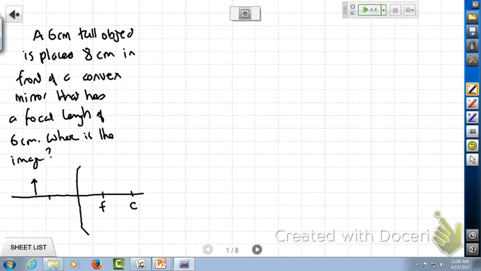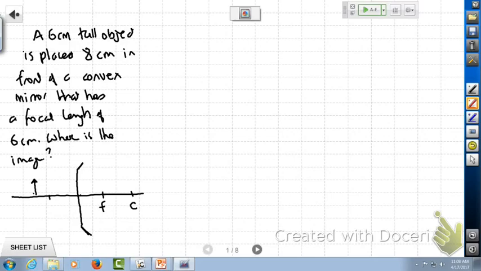It says a 6 centimeter tall, don't worry about that. It's just saying it's a certain height. 6 centimeter tall object is placed 8 centimeters in front of a convex mirror, sorry, that has a focal length of 6 centimeters. So there's my 6 centimeters. This is 8, so it's a little bit beyond. My focal length is behind and my center of curvature is behind because it's convex.